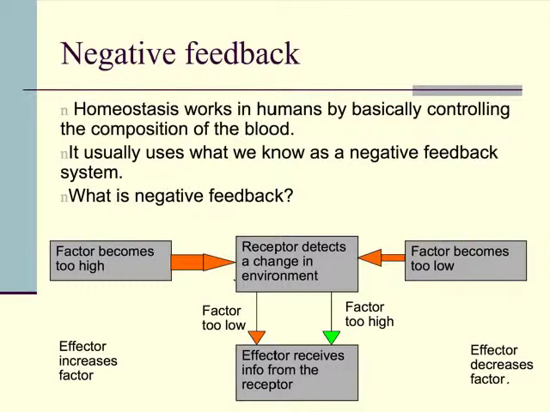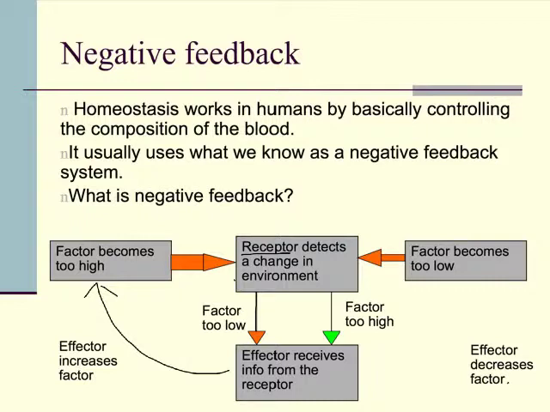So have a quick look here. What you've got is a receptor, and whatever this is for, you've got a receptor that detects the change in the environment. A change in the environment is what we will call a stimulus. So it detects a stimulus, a change in the environment. If the factor's too low, the effector receives information from the receptor, and that will cause the effector to increase whatever that factor is. So if your temperature is too low, it increases your temperature. If your blood sugar is too low, it'll increase your blood sugar, whatever.